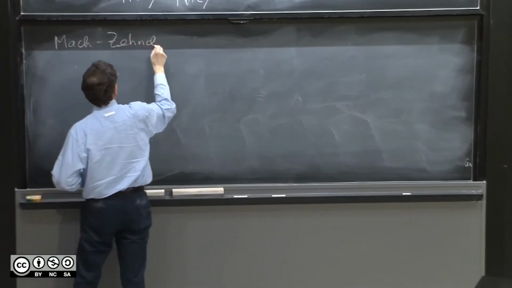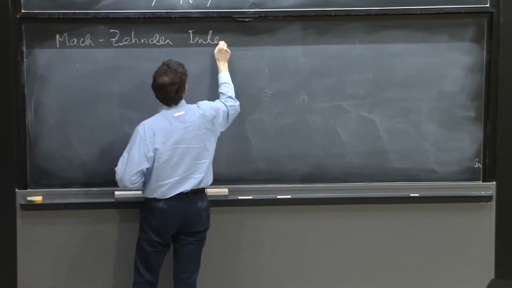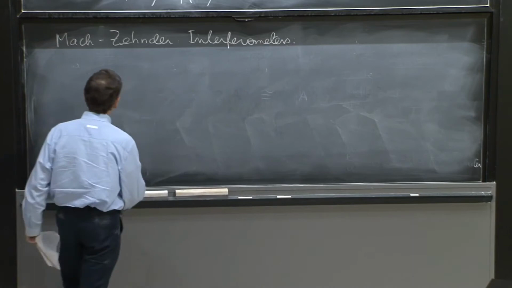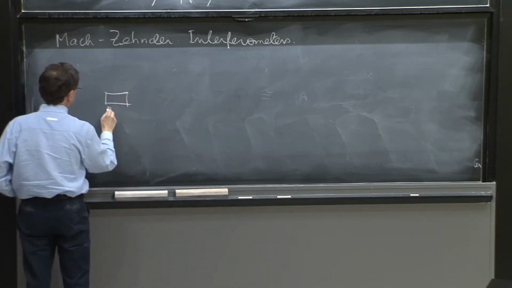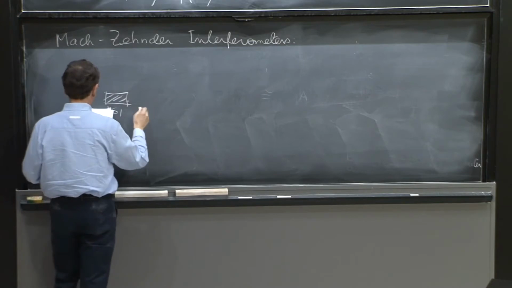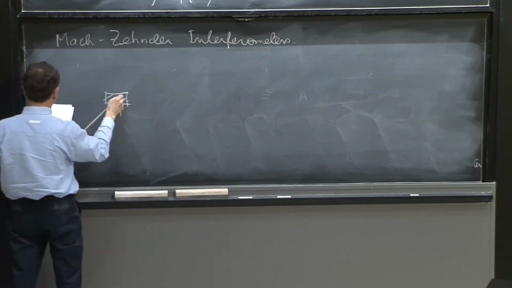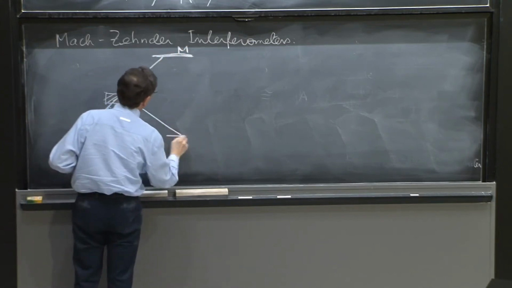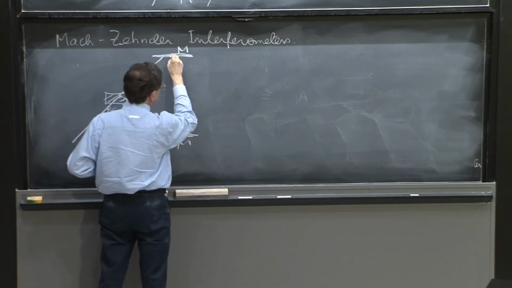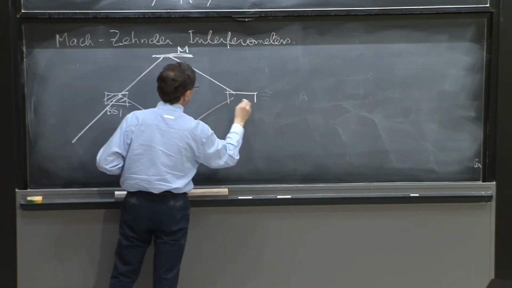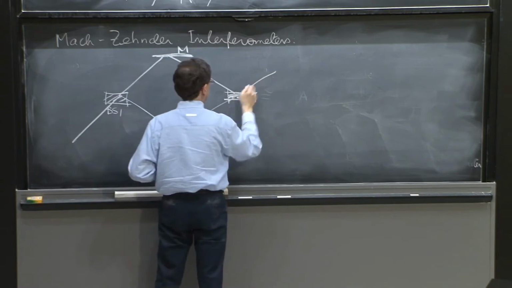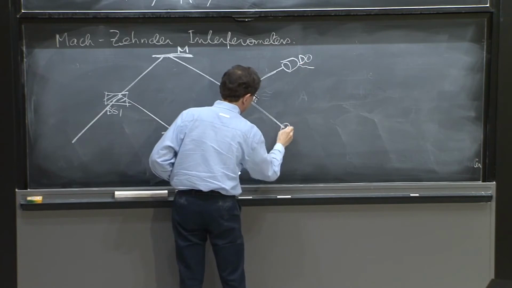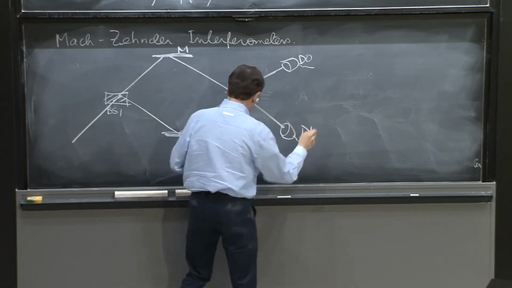Mach-Zehnder interferometers. And we have a beam splitter, and the beam coming in splits into two, a mirror, another mirror. The beams are recombined into another beam splitter, and then two beams come out, one into a detector D0 and a detector D1.